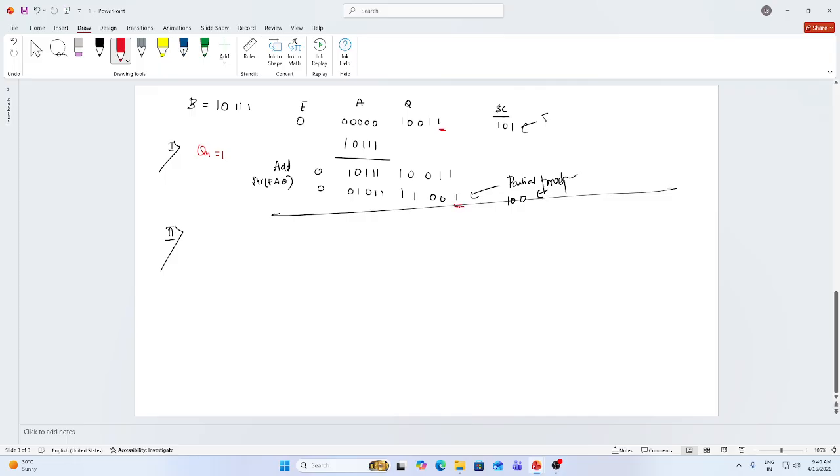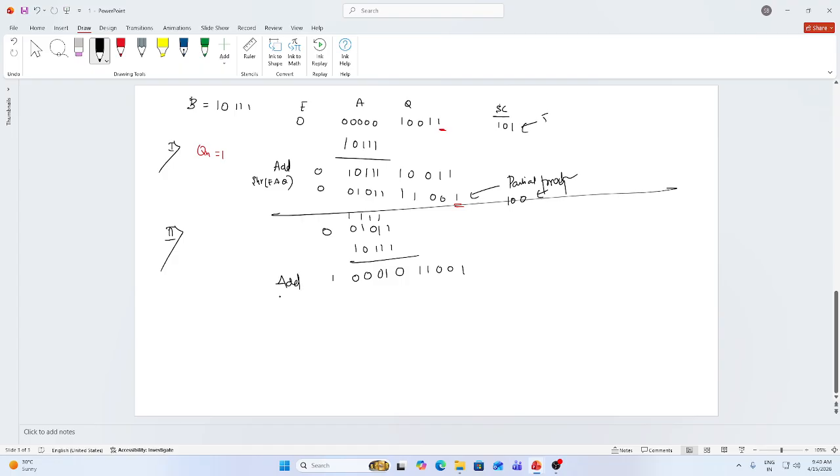Since again the Qn bit is 1, what decision do I need to take? I need to do this addition. The partial product is 0 1 0 1 1. For this, I need to add the multiplicand, 1 0 1 1 1. So 0 1 1 1 0 1, 0 1, this is the multiplicand. This is as it is, right? Once we perform 0 0 1, this addition is over.